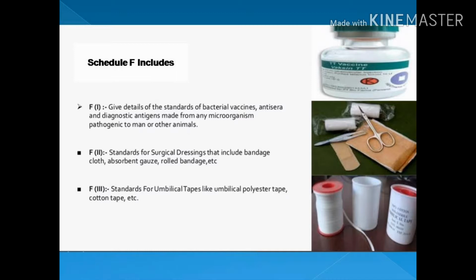F1 gives the details of the standards of bacterial vaccines, antivirals and diagnostic antigens made from any microorganism pathogenic to man or other animals. F2 contains the standards for surgical dressings, which include bandage cloth, absorbent gauze, rolled bandage, etc. Schedule F3 contains the standards for umbilical tapes, like umbilical polyester tapes, cotton tape, etc.